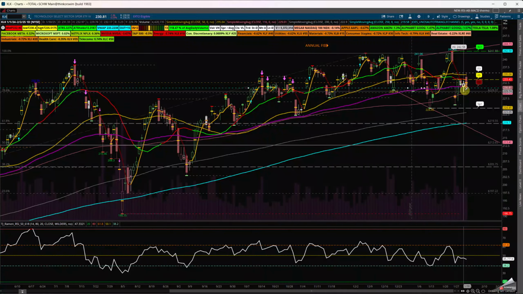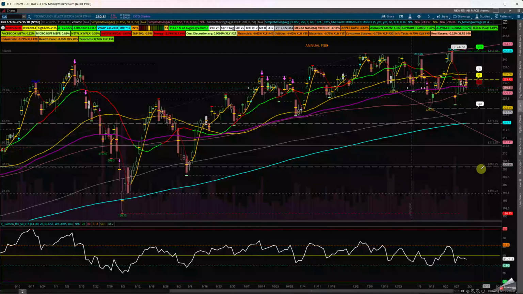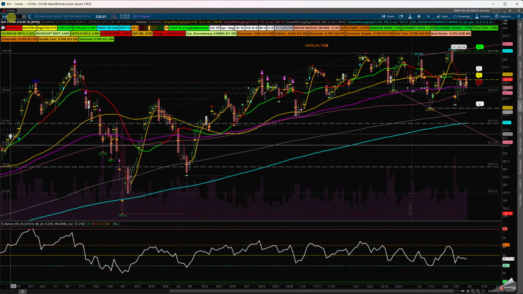We have an island reversal right here. If things are going to go south, we're going to look for the lower section, which is the consolidation here in the backside of XLK.